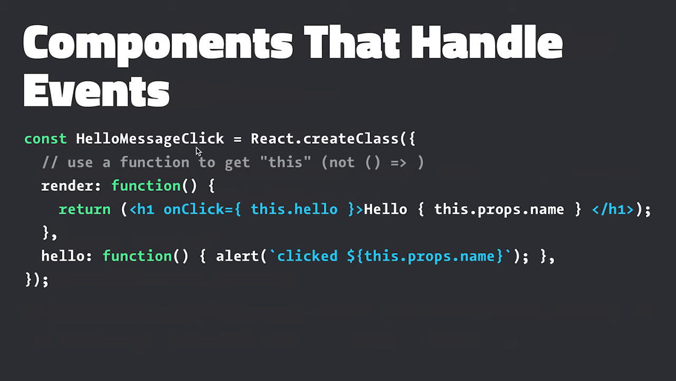I've called it hello message click, and instead of making it a pure function, I've used the react.create class, which lets me specify an object literal, which is always going to have a render method. And in this case, I've given it a hello method. And hello is going to get called when the onClick event fires. And you just write an onClick just like you would an old school browser event.